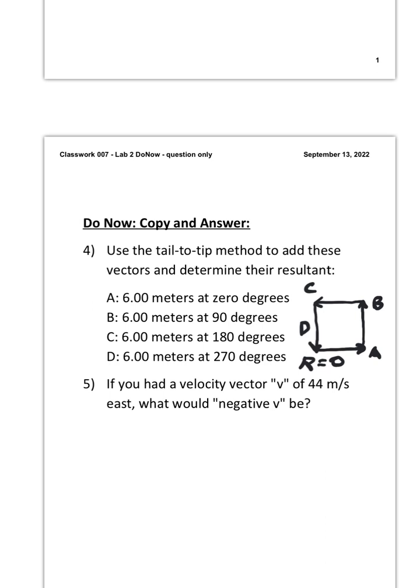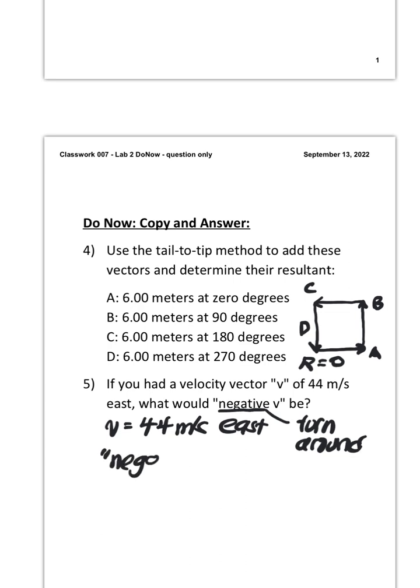It says velocity vector v of 44 meters per second east. So v is 44 meters per second east. And I asked, what would negative v be? If you remember from the notes, negative means to turn around. Reverse it. So negative east is the other way, west. So negative v would be 44 meters per second west.